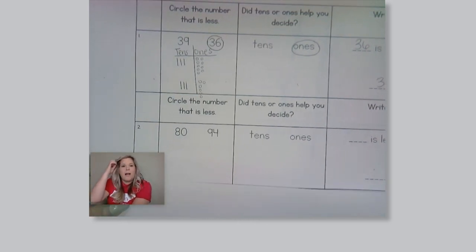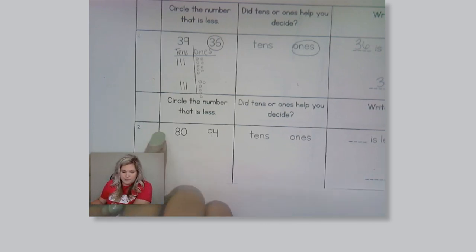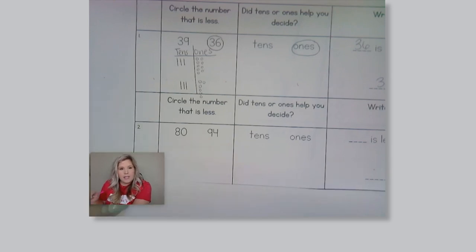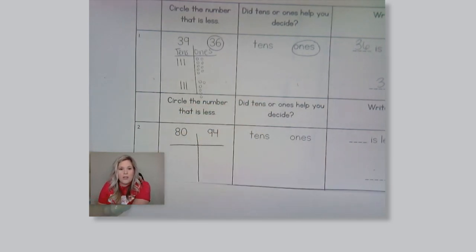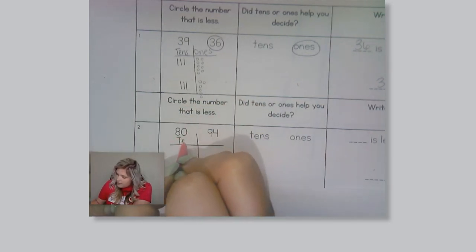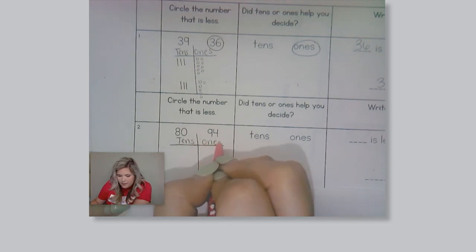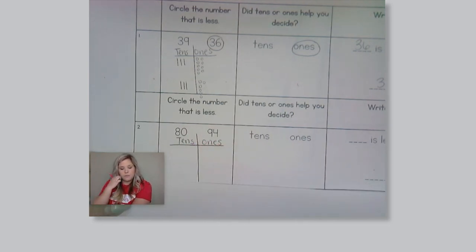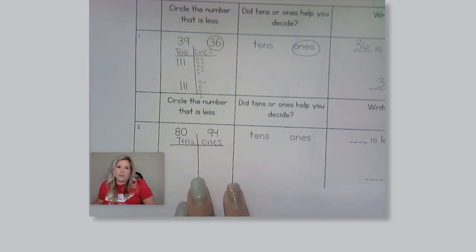For this problem, I am asked to circle the number that is less or fewer. I see that I need to compare the numbers 80 and 94. So I'm going to use that quick draw with base 10 blocks to build or show those two numbers. I'm going to need a place value chart. So I'm going to draw that and label tens and ones. This place value chart is going to help me to compare those two numbers.